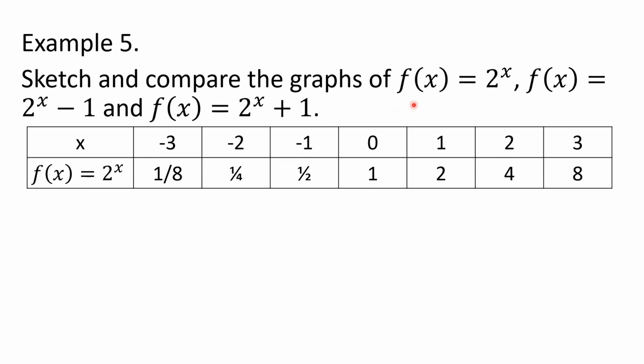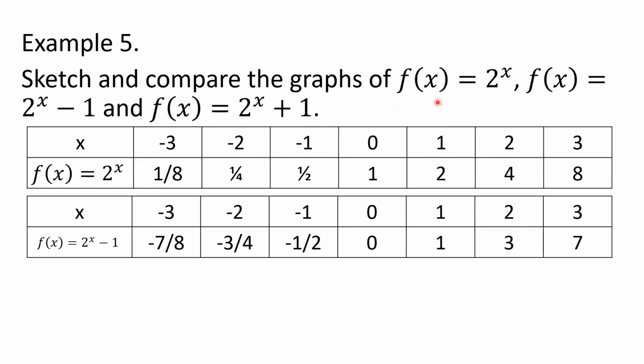So this is the table of values for the first equation. The second is the table of values for f of x equals 2 to the x minus 1. So from 2 to the x, you'll just subtract 1. So 1/8 minus 1 is negative 7 over 8. 1/4 minus 1 is negative 3/4. Or you may also simply substitute each x value to x and solve for 2 to the x minus 1.